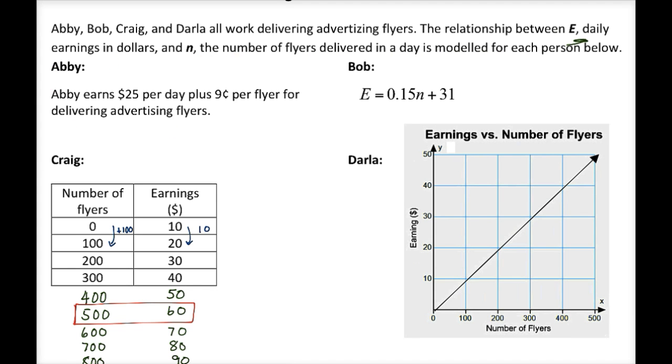So Abby's just given in words, Bob's relation is given as an equation, Craig is a table of values, and Dolly is a graph. So we're going to learn how to find values of both the independent and dependent variable using these 4 different ways of representing variables. You'll see I've already added some annotations to the table there, and you'll see why in a moment.